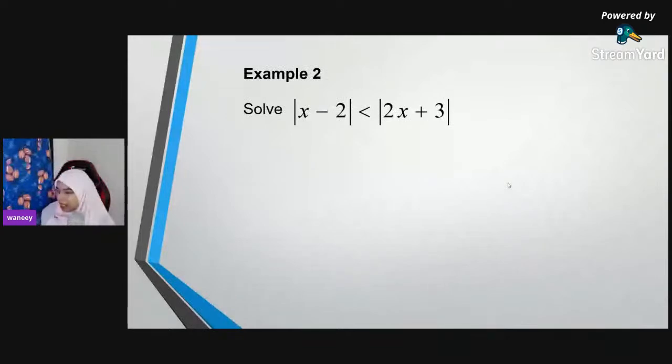So you can try. You see modulus on both sides. What do you need to do? Then solve until you get x. Square. Yes, we have to square both sides.